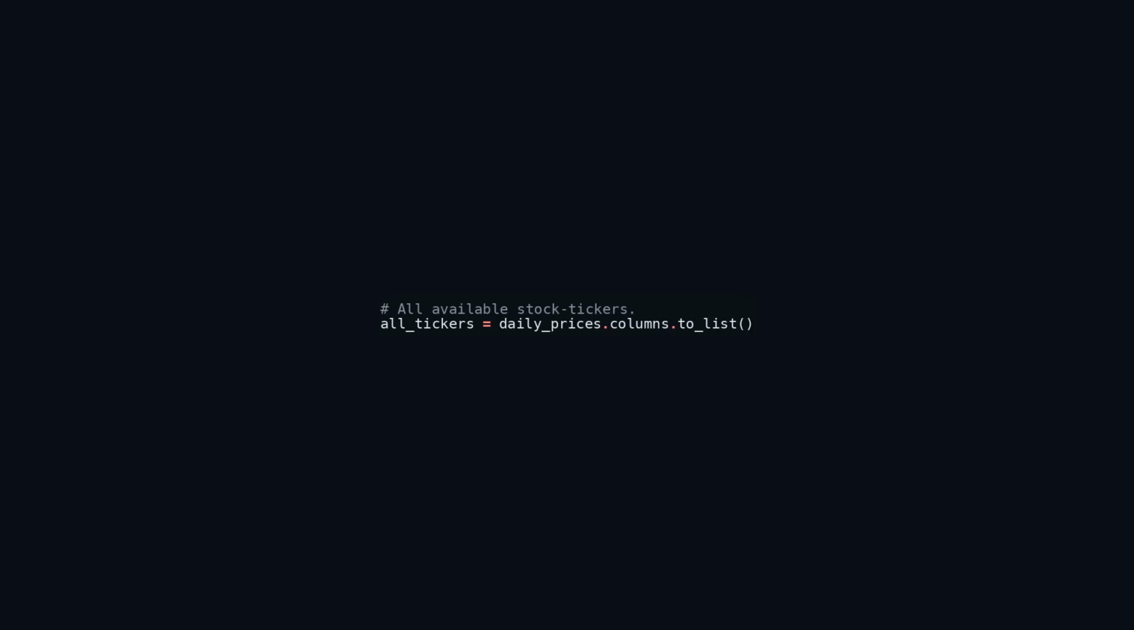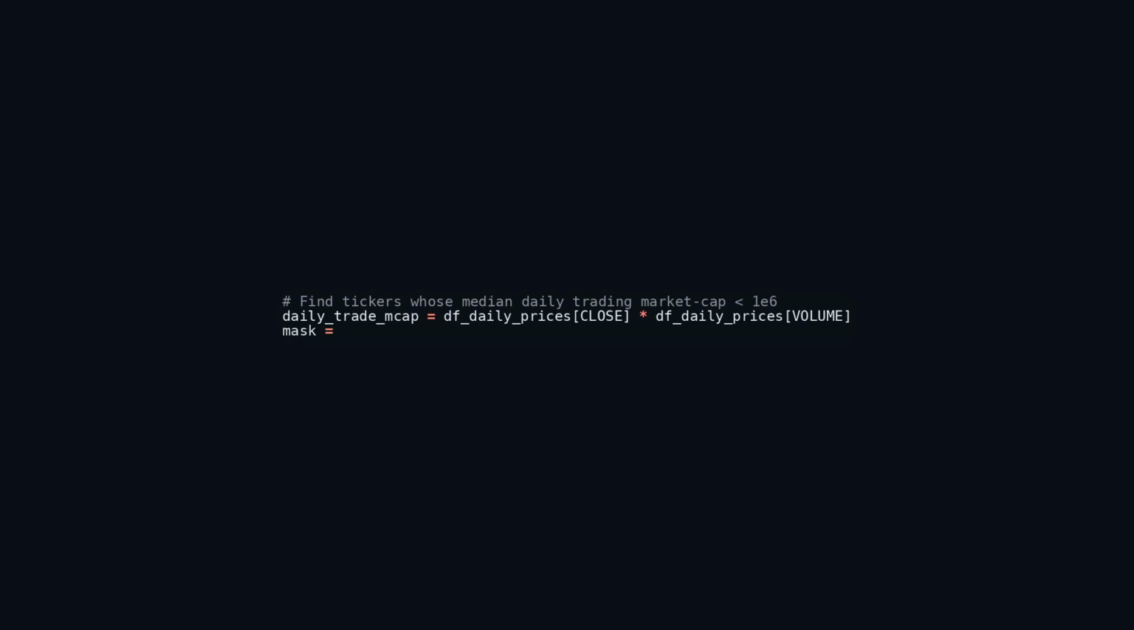This code snippet filters out ticker symbols based on their median daily trading market capitalization being less than $1 million. First, it calculates the daily trading market capitalization for each ticker by multiplying the closing price and the trading volume from the provided data frame daily price. Next, it determines the median of these daily trading market capitalizations by grouping the values by ticker symbol and finding the median for each group. Following this, the code creates a mask to identify tickers whose median daily trading market capitalization is less than $1 million. Then, using this mask, it filters out the ticker symbols that meet the condition and stores them in the bad tickers variable. To avoid duplicates, it finally extracts unique ticker symbols from these filtered results.